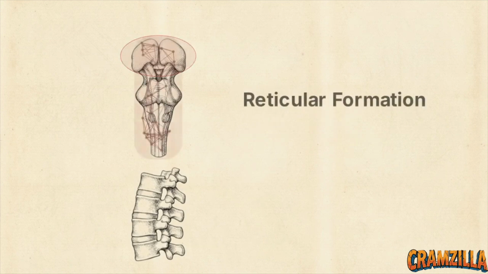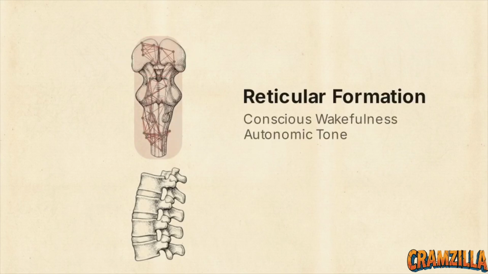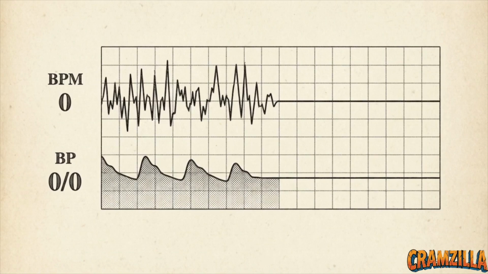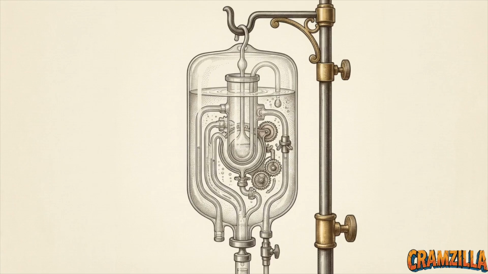Running diffusely through this entire brainstem corridor is the reticular formation. This network maintains conscious wakefulness, modulates pain, and sets baseline autonomic tone. A lesion localized anywhere in this base structure directly threatens cranial nerve deficits and catastrophic vital instability.